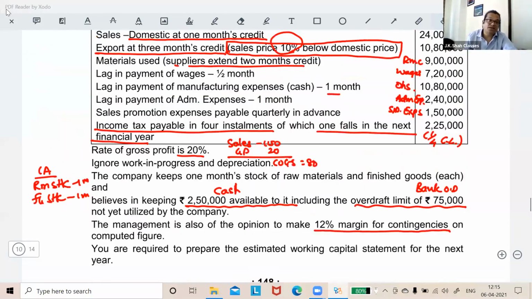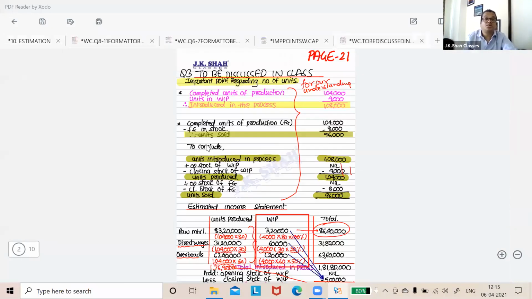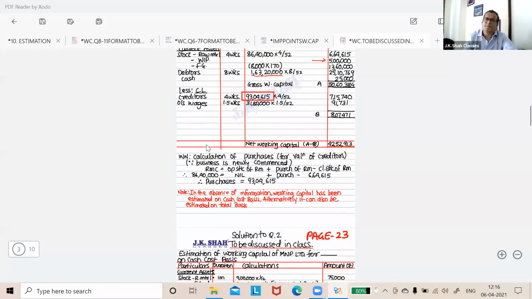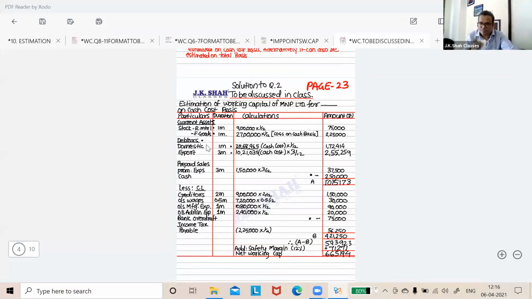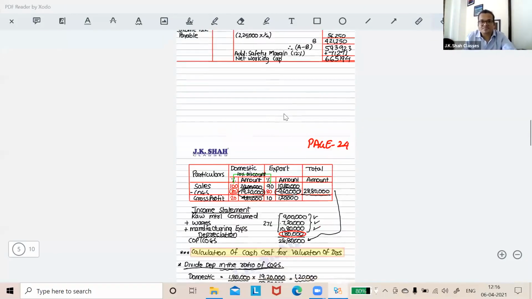Anyway, so now how will we tackle this? First thing first, guys, understand that it is going to be on which basis? It is going to be on cash cost basis, and that makes a big, big, big difference in our presentation. So let us start. You take a screenshot a little later, but first understand the workings, please.